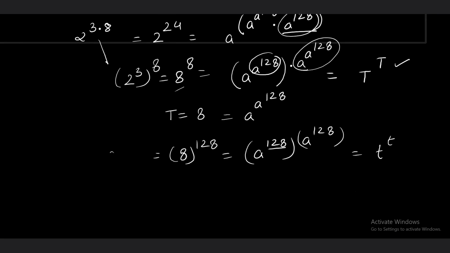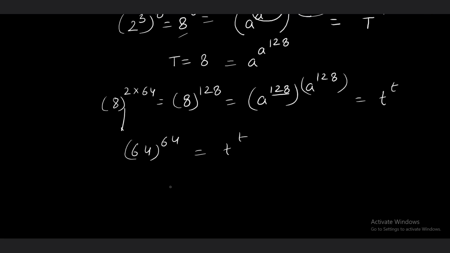128 को you can write that this is 8 raised to the power 2 multiplied by how much? 64. But look at this one. This is nothing but 8 का square raised to the power 64. This is how I got the value of small t. Small t यानी a power 128 turns out to be 64, which is 2 raised to the power 6. Correct? तो ये हमारे पास वैल्यू आ जाती है a power 128 की.